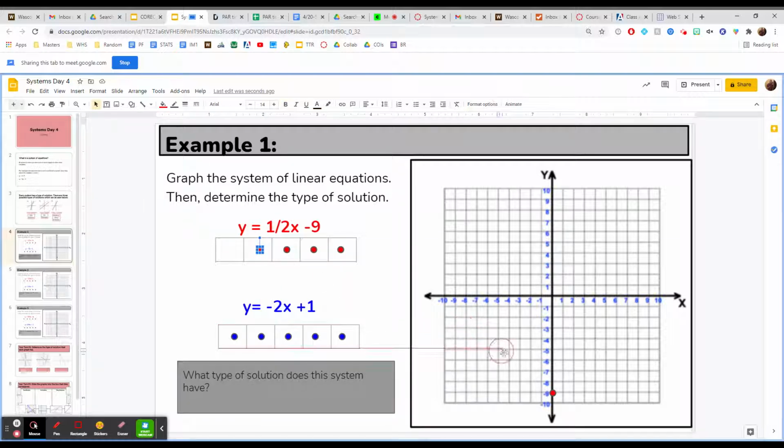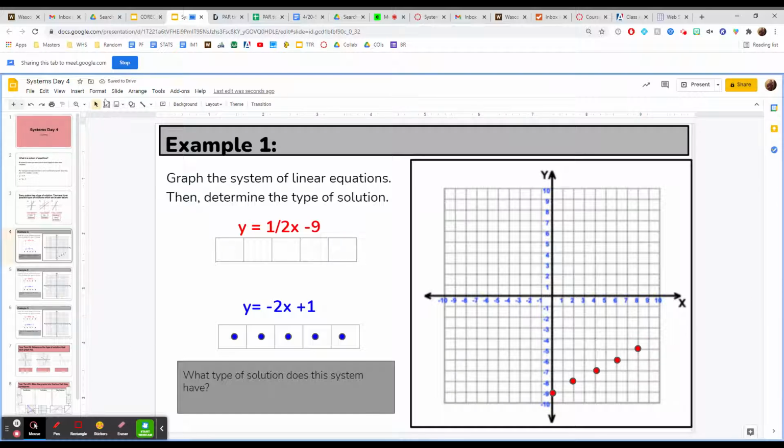From the y-intercept, I'm going to go up 1, right 2. I'm going to do that one more time. From this point, I'm going to go up 1, right 2. Do that one more time. From the point, up 1, right 2. And that is my line.